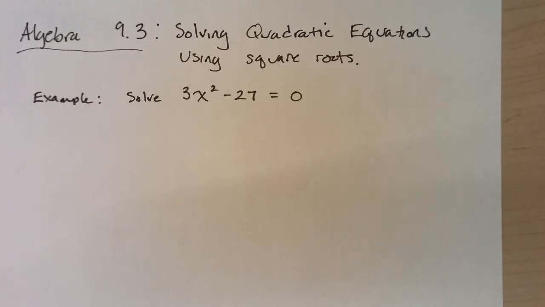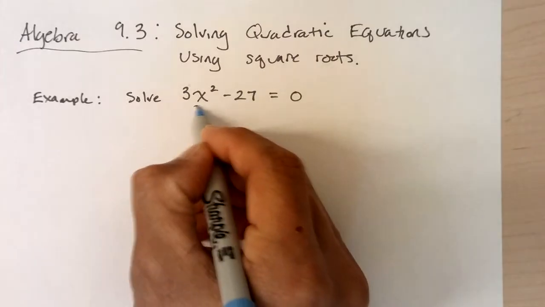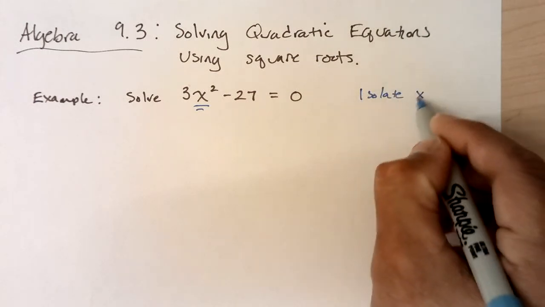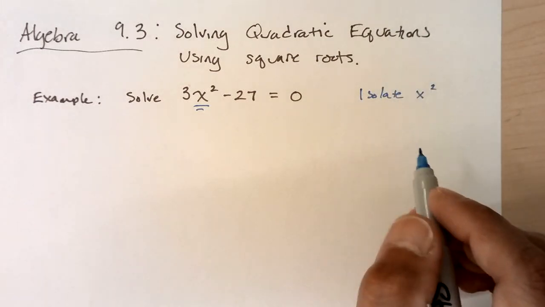All right, now we're starting 9.3 in algebra, solving quadratic equations, specifically by using square roots. So here's an example of solving a quadratic equation, 3x squared minus 27 equals 0. What makes it quadratic is the x squared part. Whenever you're solving a quadratic equation using square roots, we want to isolate whatever is being squared, in this case, x squared. So we use inverse operations.